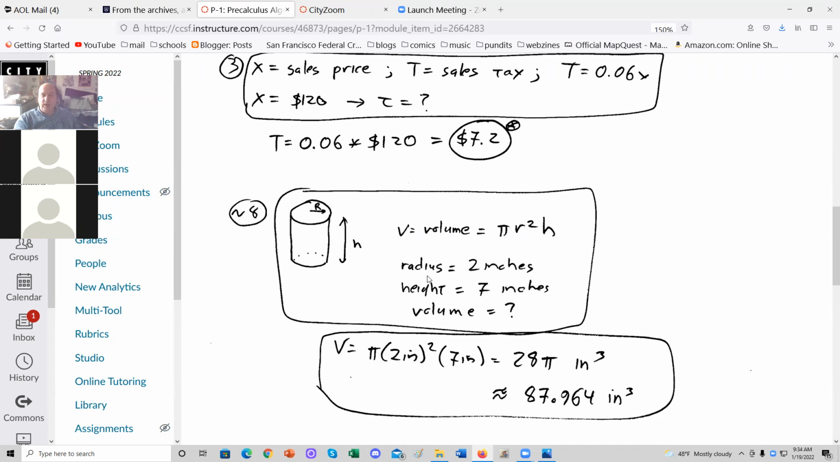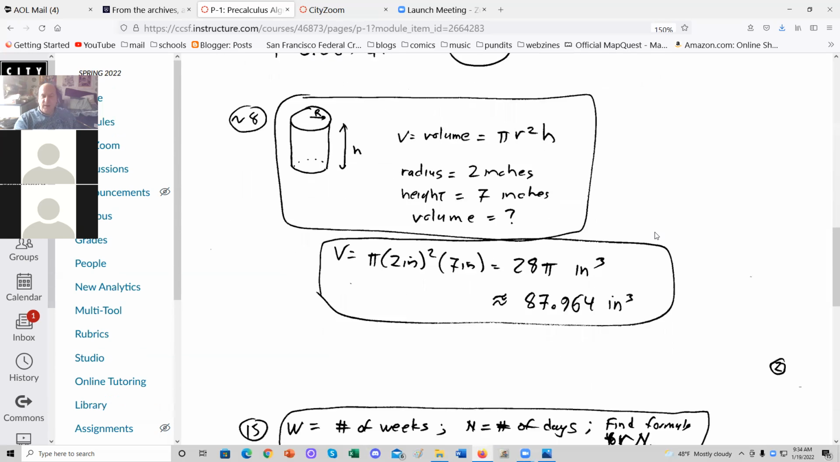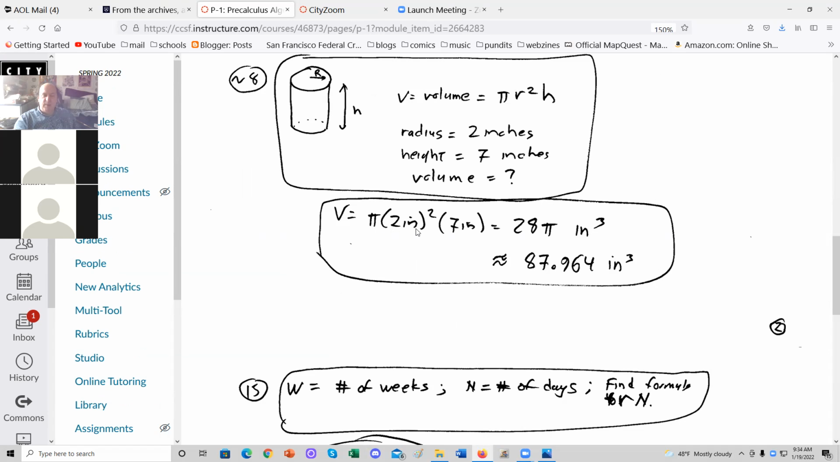If the radius of the cylinder is 2 inches and the height is 7 inches, what's the volume? All right, pi times the square of 2 inches times 7 inches is 28 pi cubic inches, which is approximately 87.964 cubic inches.